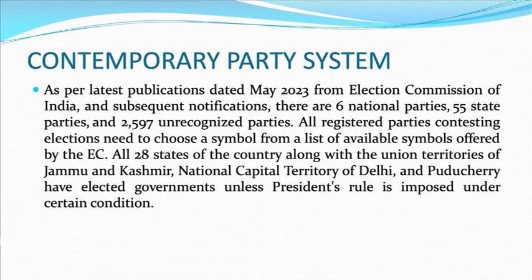Having said this, we also have to note that all the registered parties who are contesting elections have to choose a symbol. So, there is a list of symbols which is there with the Election Commission, and all the free symbols can then be taken up by the other contesting parties. And in our country, all 28 states of the country along with the Union Territories of Jammu and Kashmir, National Capital Territory of Delhi and Puducherry have elected governments unless President rule is imposed under certain conditions.